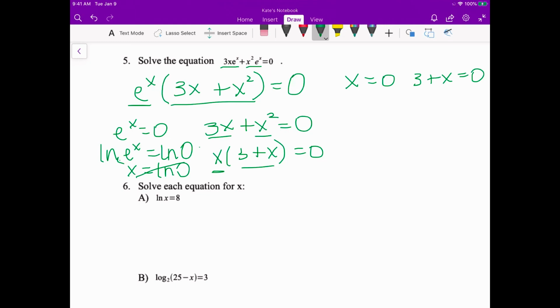My first solution, I have x equals 0, and then here I can subtract 3 from both sides, and x will equal -3, and that will also be a solution. So we end up with two solutions here. We're going to stop here because those were all of the exponential equations, and then we'll solve the logarithmic equations and the application equations in a different video.